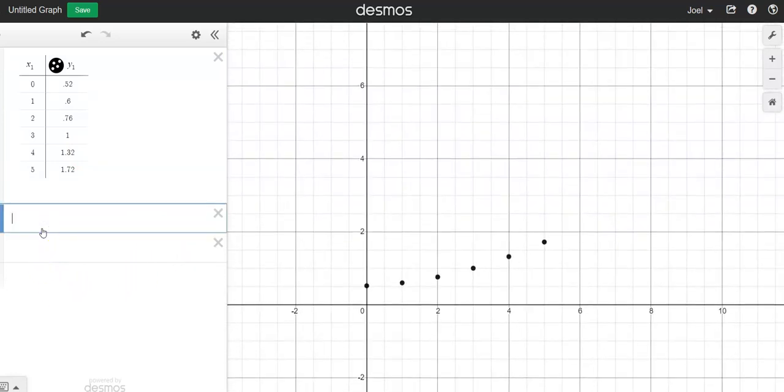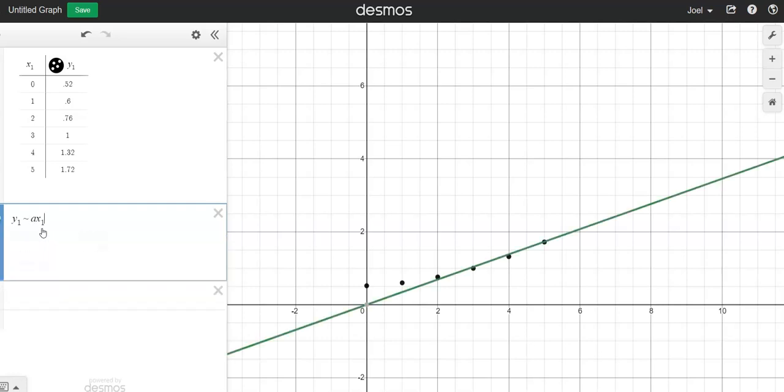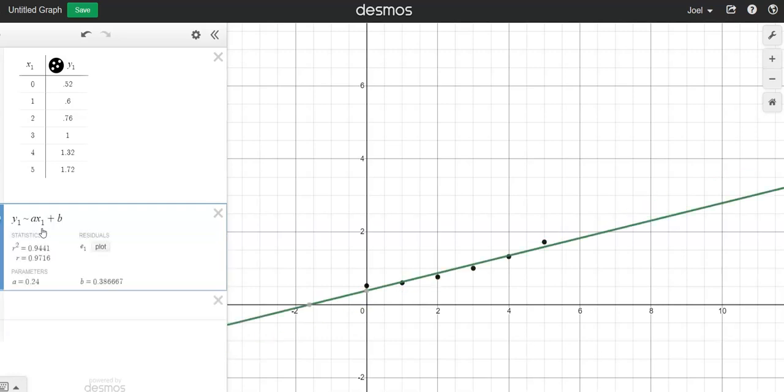Now, if I want to do a linear, the one distinction with Desmos is it does expect you to know the equation. So for a linear model, it would be y1, and you're going to use the little tilde, which is above the tab symbol next to the 1. And then it would be a x1 plus b. And notice that it gives you the same values that I got before. Notice down here I have the a value and I have the b value and the same r squared value.